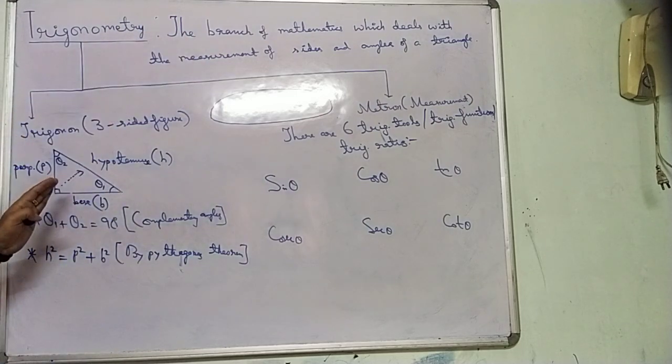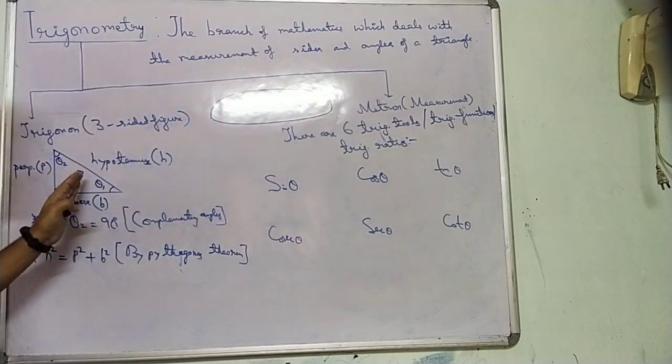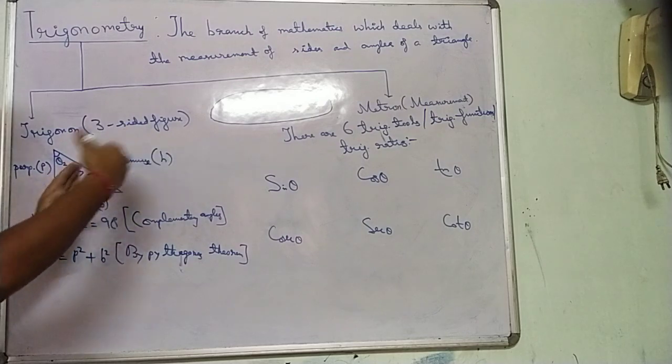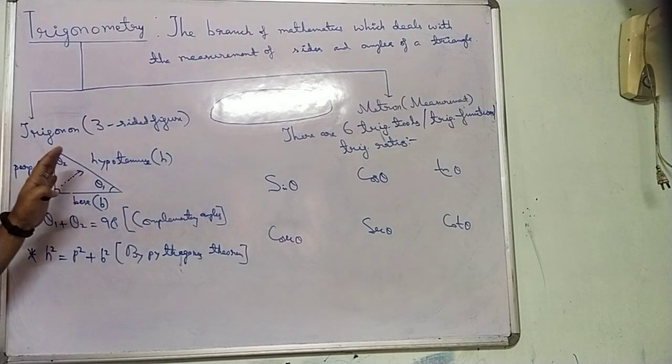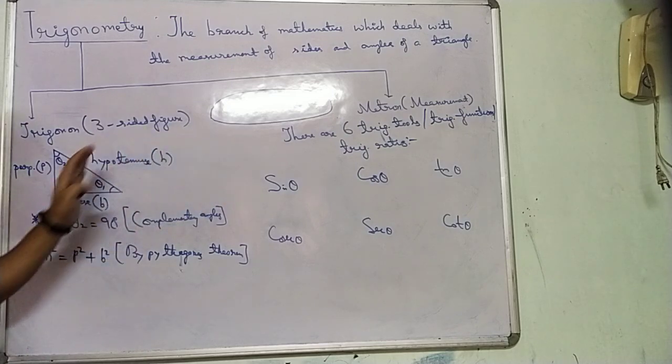Now in the next stage we will see that it is not necessary that we have to take a right angle triangle. We can measure other triangles also. But initially, in the first stage, let us take a right angle triangle. Let us see the measurement of a right angle triangle.